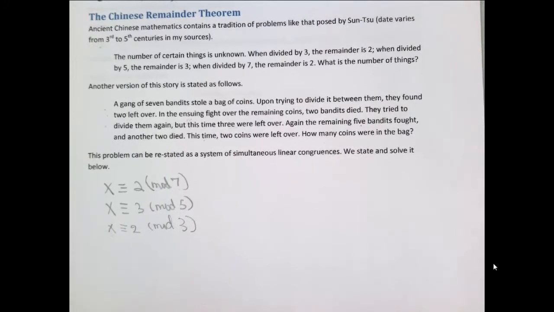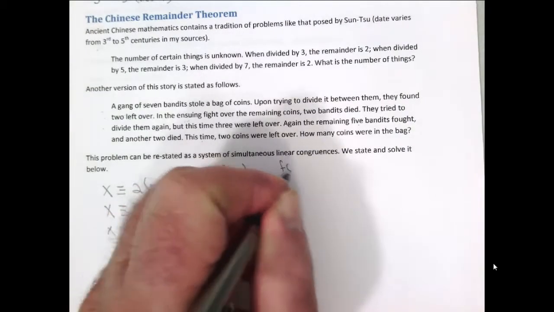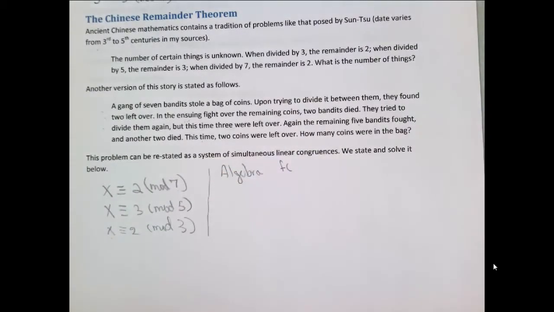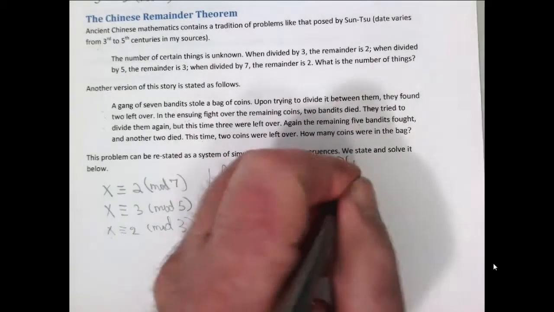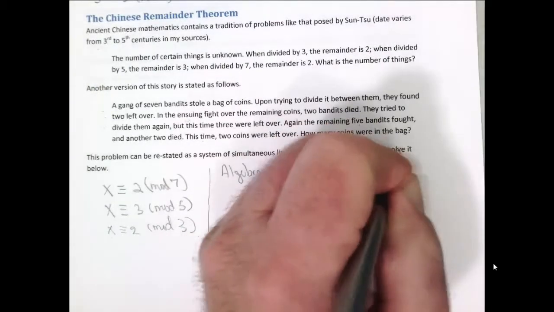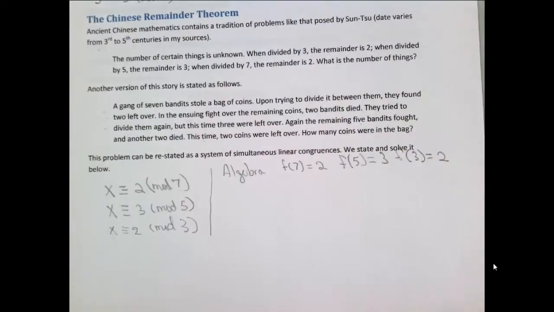The answer is yes, and it's not difficult to construct the answer if you know the trick. Let's first review something just from algebra though. A corresponding algebra problem may be something like this. I'm looking for a polynomial equation that has these features. First of all, if I take f and evaluate it at 7, I get 2. If I take the same function f and evaluate it at 5, I get 3. The same function f evaluated at 3 is equal to 2. Can I find the function?